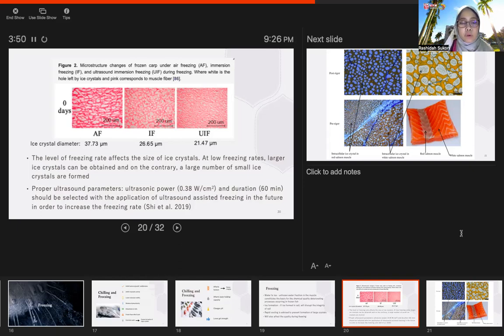Okay. Also, you should remember that the thickness of the frozen products, the surface heat transfer coefficient and the refrigerating medium temperature have been widely studied to increase the freezing rate. Some studies mentioned that thinner samples had a faster heat transfer from the surface to the inside, and water transformed into ice quickly. So from this figure, we can see that as compared to air freezing, if we use ultrasound freezing technology, we can reduce the formation of large ice crystals, and the integrity of the cell can be maintained.